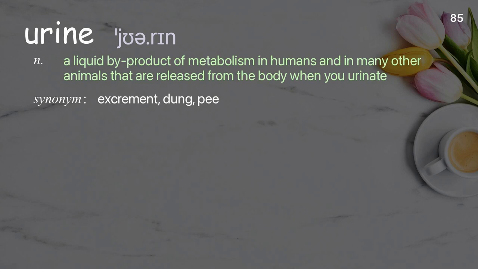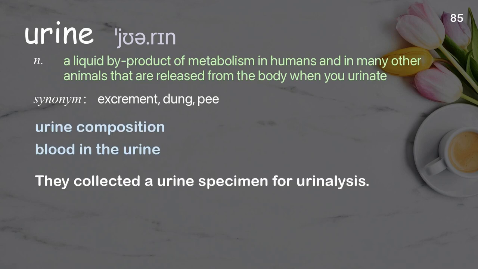Urine. A liquid byproduct of metabolism in humans and in many other animals that is released from the body when you urinate. Examples: urine composition, blood in the urine. They collected a urine specimen for urinalysis.